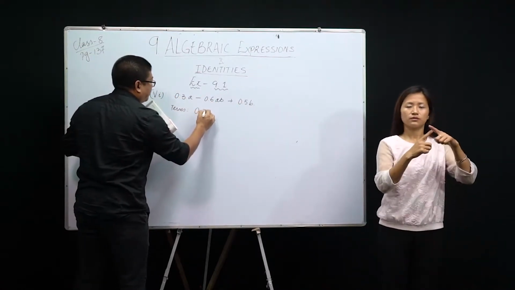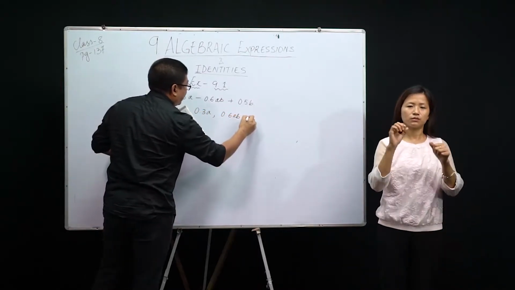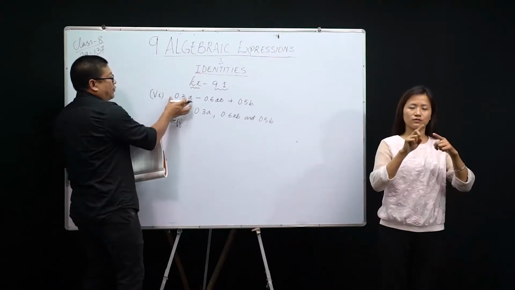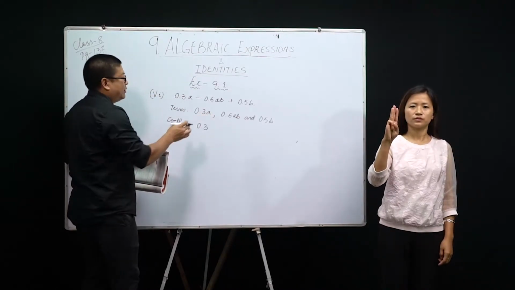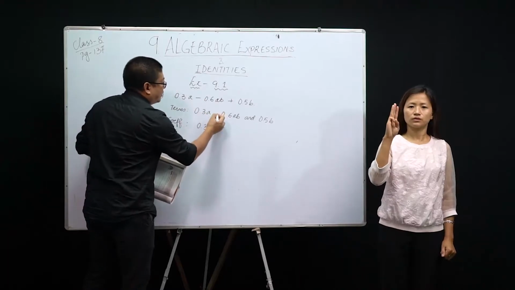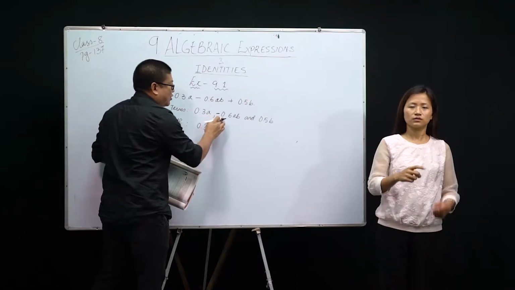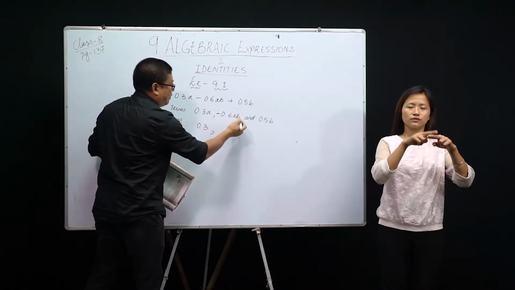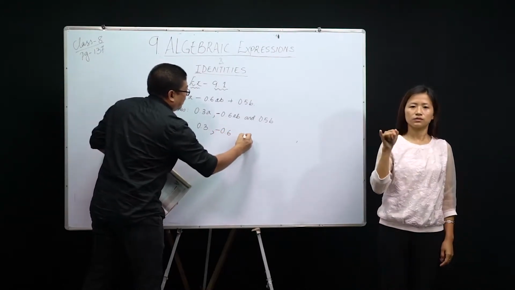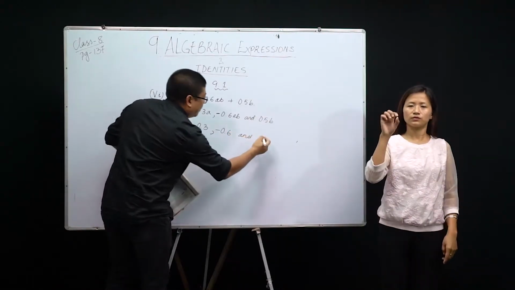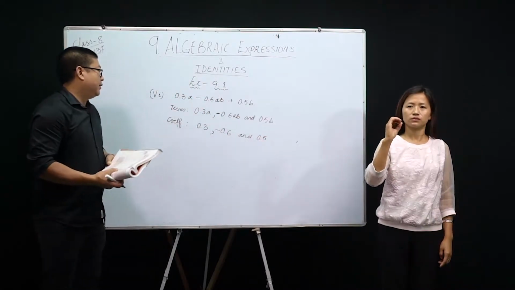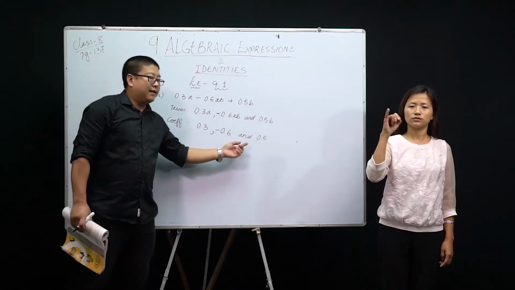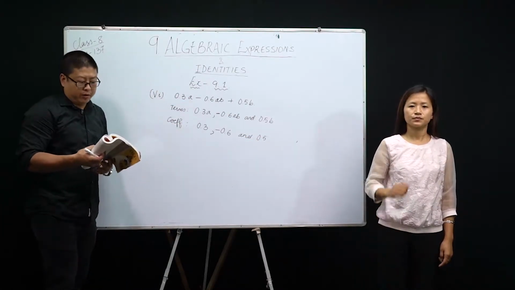We have 3 terms, so your terms are 0.3a, 0.6ab and 0.5b. These are your terms, okay? And for coefficients, your coefficient for the first term is 0.3. A is the variable, so 0.3 will be your coefficient. For terms, it should be minus 0.6ab, okay? Minus 0.6ab. So your coefficient for minus 0.6ab will be minus 0.6. And coefficient for 0.5b will be 0.5. Right? So these are your coefficients: 0.3, minus 0.6 and 0.5. All right? So these are your terms and coefficients.